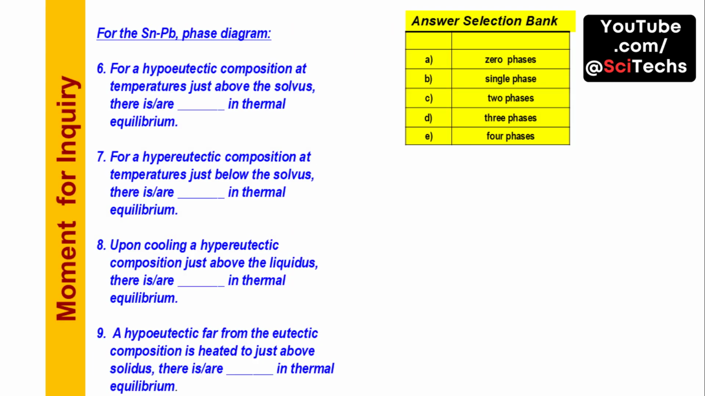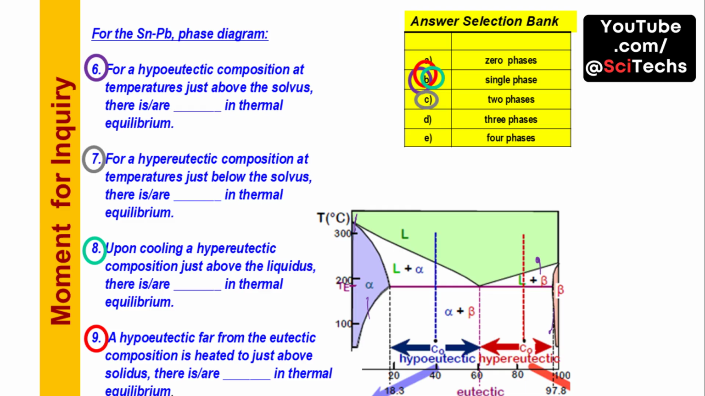For the Sn-Pb phase diagram, determine the number of phases in thermal equilibrium at various compositions and temperatures. Use the answer selection bank to make your selections. Analyzing the Sn-Pb phase diagram, we determine the number of phases in thermal equilibrium at different compositions and temperatures. This analysis is essential for understanding the alloy's behavior during heating and cooling.